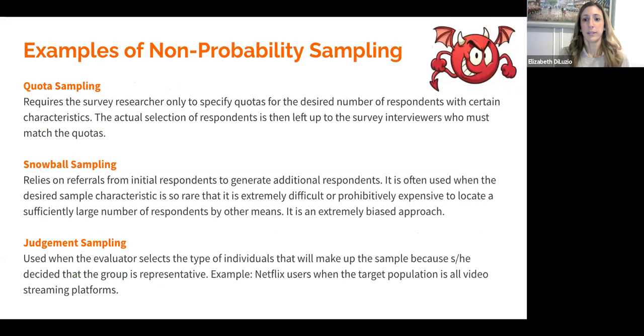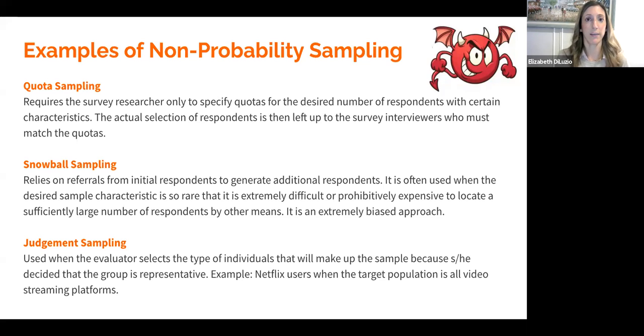Okay. So then these I'm sharing with you, not because I want you to do them, but to be aware that, one, they exist. And then two, as a caution, like don't do this unless you have to. The first one is quota sampling. This is where the researcher has quotas that they want to meet. And so with that, the selection of respondents is left up to the survey interviewers who must match the quotas. So I would go, let's say we're administering surveys about experience in their special education program.